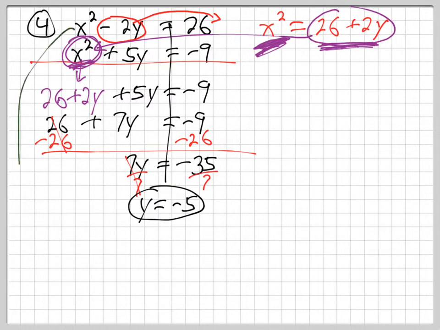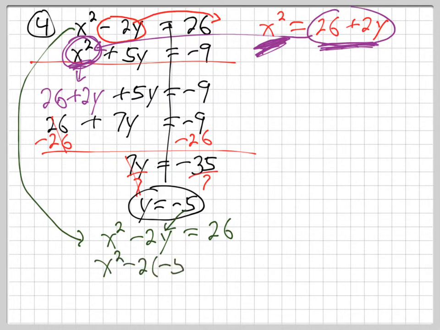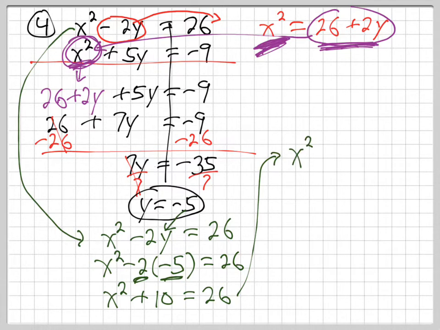So grab this first one, bring it down. X squared minus 2y is 26. Plug in the negative 5 there. X squared minus 2 times negative 5 is 26. And that means x squared plus 10 is 26, right? The two negatives multiply to be positive. So bring this up here. X squared plus 10 is 26. How do you solve this? Just subtract the 10 from both sides.